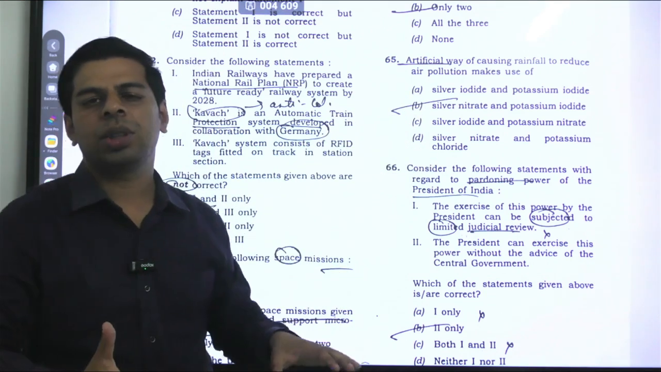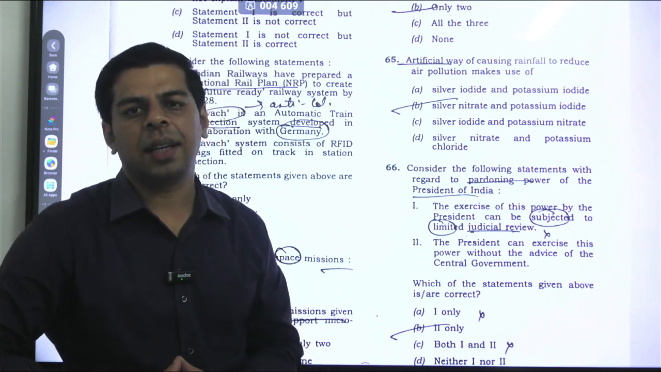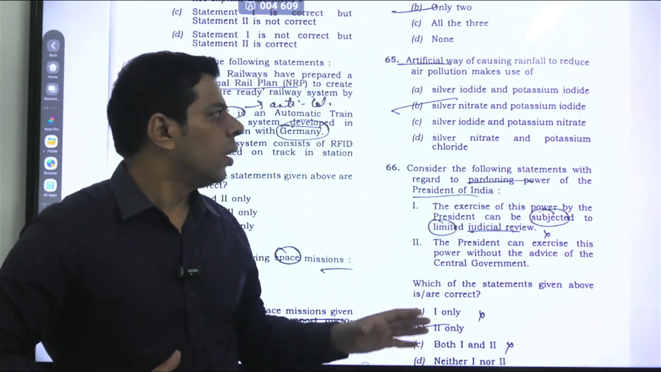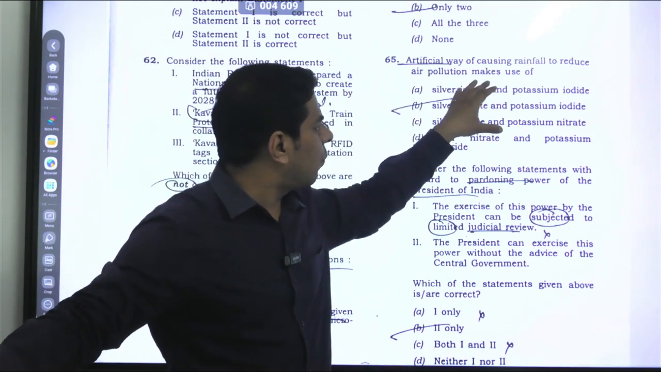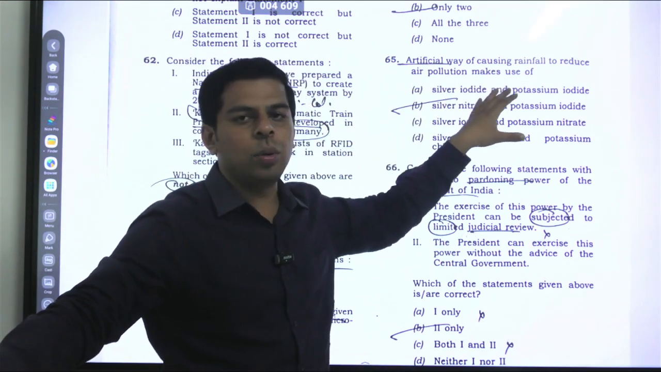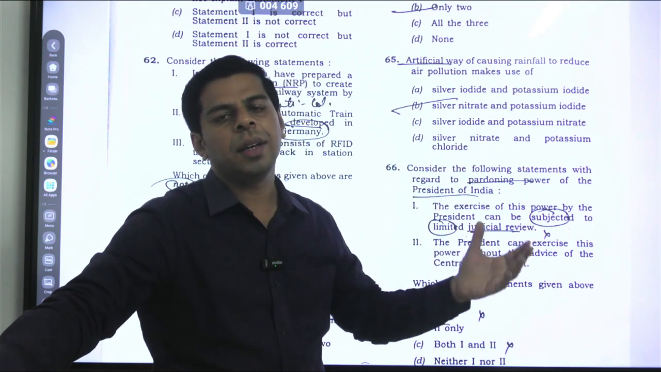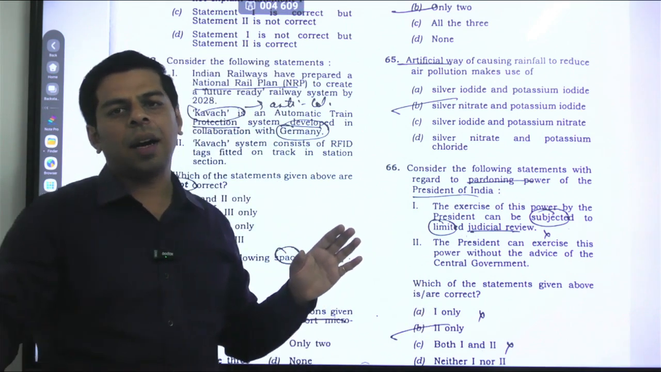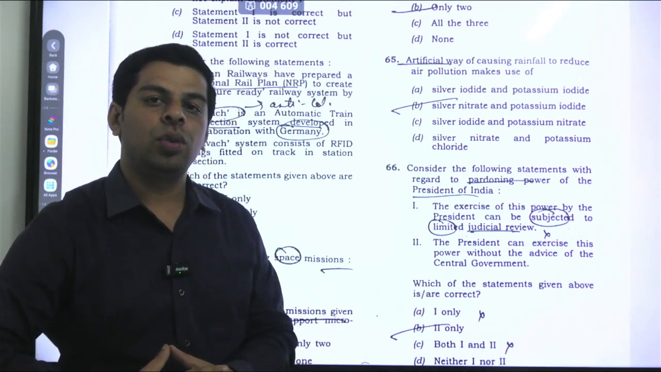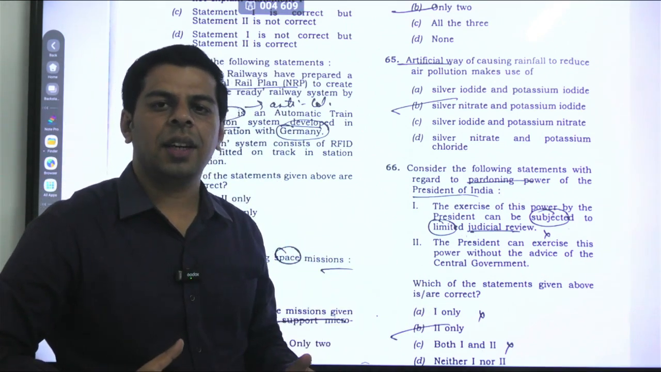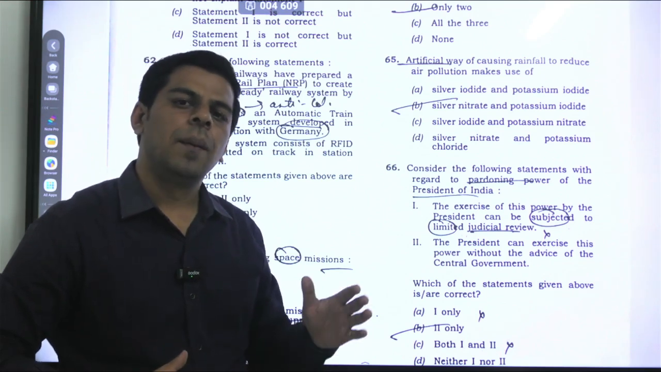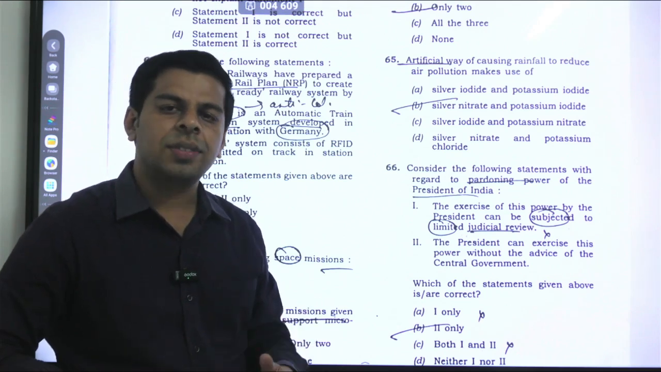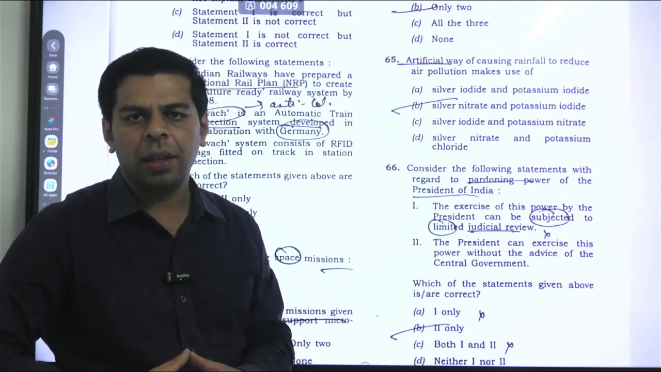Now this question was covered qualitatively in class lectures and in current affairs, and more or less the majority of students must have got it right. The question is: the artificial way of causing rainfall to reduce air pollution makes use of what? So basically we are seeing the emergence of geoengineering, and artificial rain is a concept which can be used to reduce pollution, because in the case of the Delhi NCR region this time the conditions were far worse than the last 2 years, and a lot of scientific methods were being advocated to contain pollution.